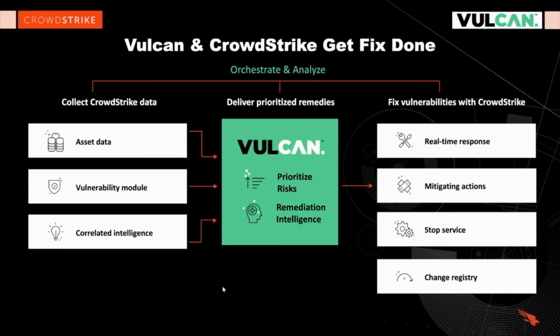With the CrowdStrike integration, we're able to collect asset info from the CrowdStrike platform, get vulnerability information off of Spotlight if enabled, and correlate existing metadata from CrowdStrike. All this goes into Vulcan together with additional integrations, helping the user prioritize risks better and get enhanced remediation intelligence.